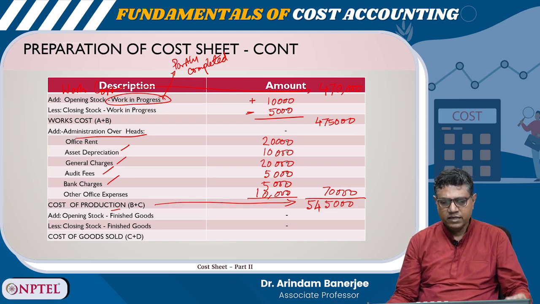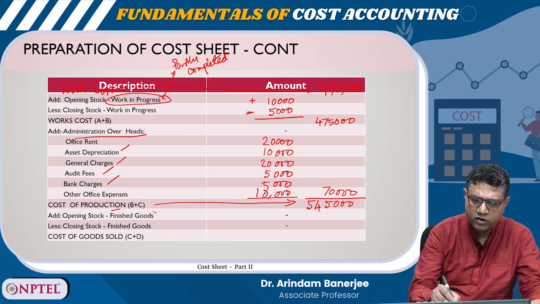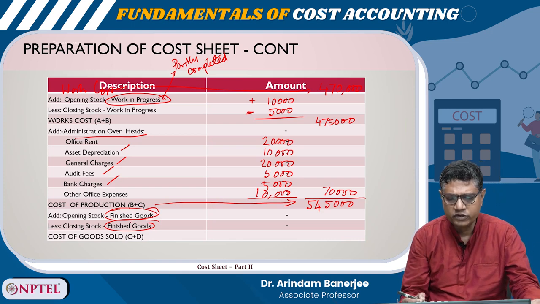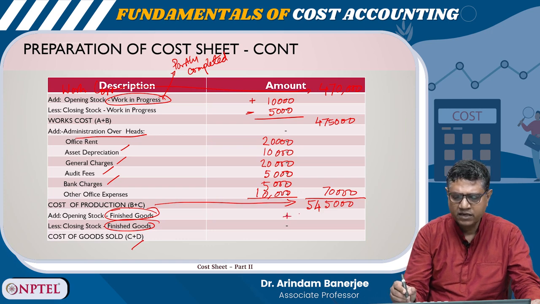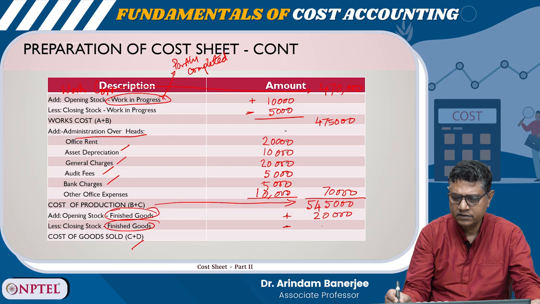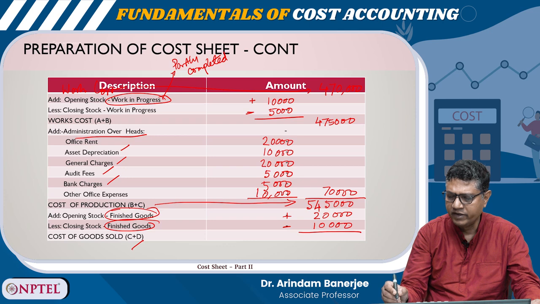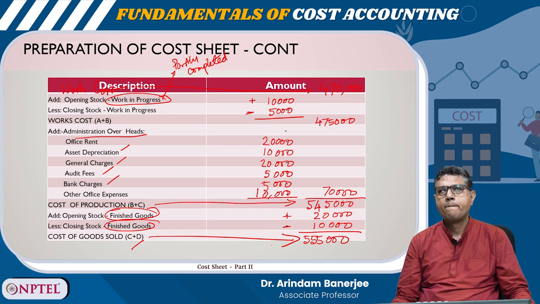With this, if you add the opening stock of finished goods and deduct the closing stock of finished goods, you will get the cost of goods sold. Say the opening stock of finished goods is 20,000 and the closing stock is minus 10,000. So the final figure we are getting is 5,55,000. So this is your cost of goods sold.